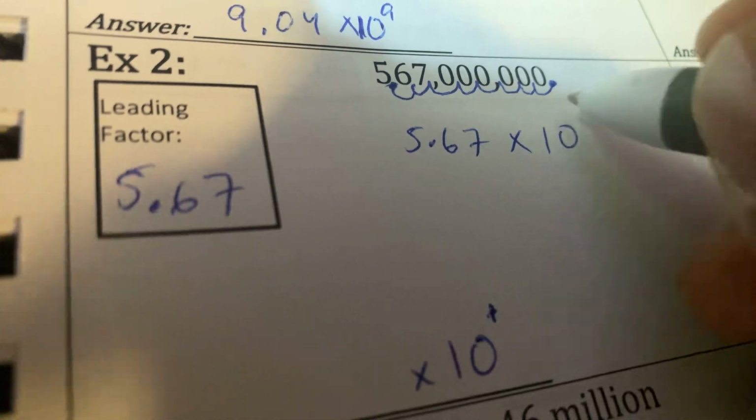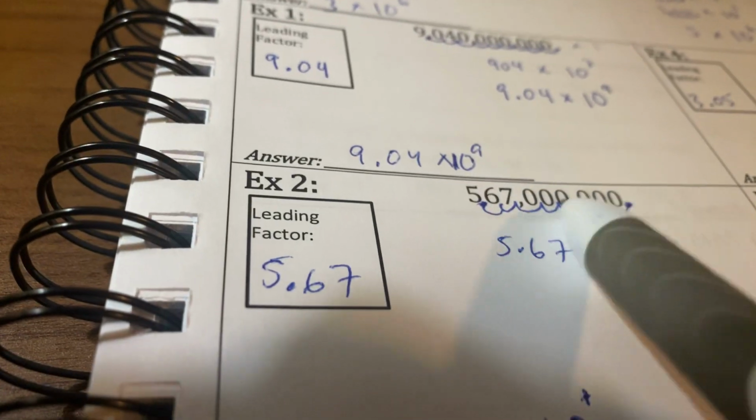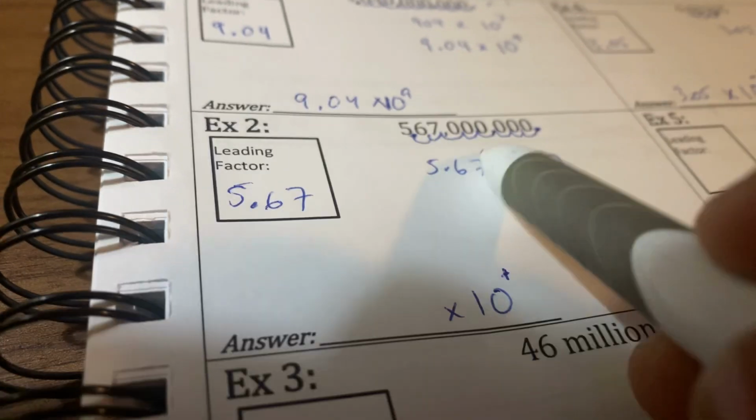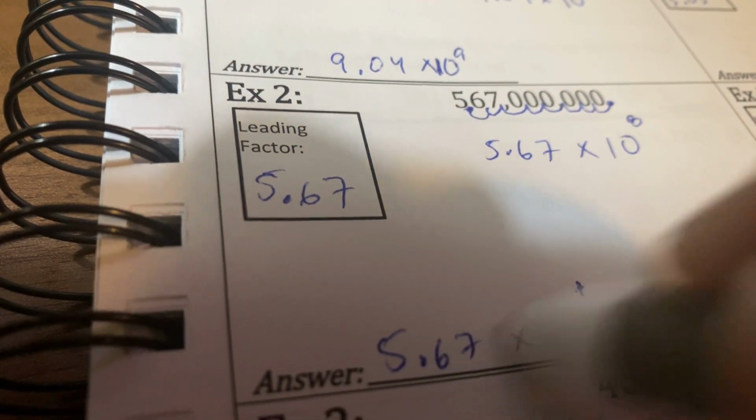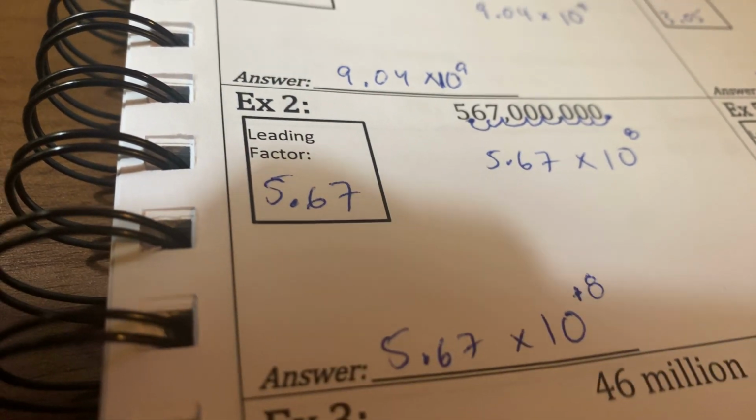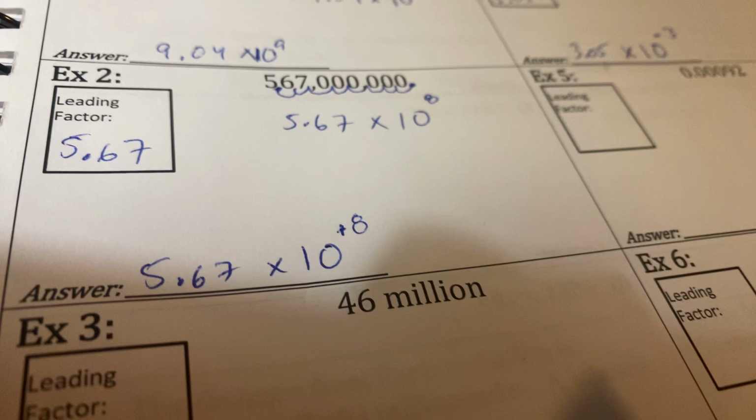That's going to be 5.67 times 10 to the what? How many times did we move our decimal? How many place values did we move? That's 8. 5.67 times 10 to the positive 8th power, right? Really big number. See if you can do these on your own, the rest of these, okay?